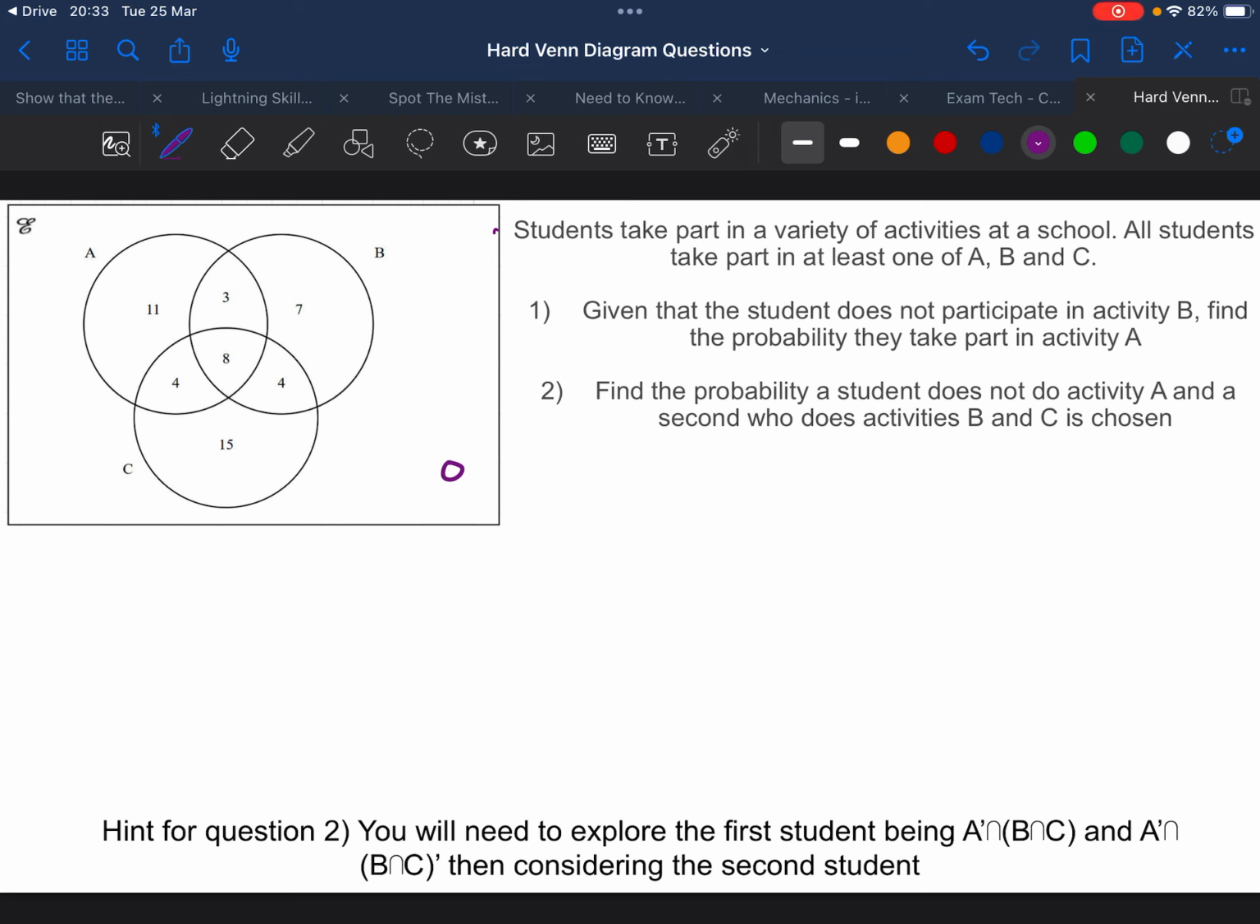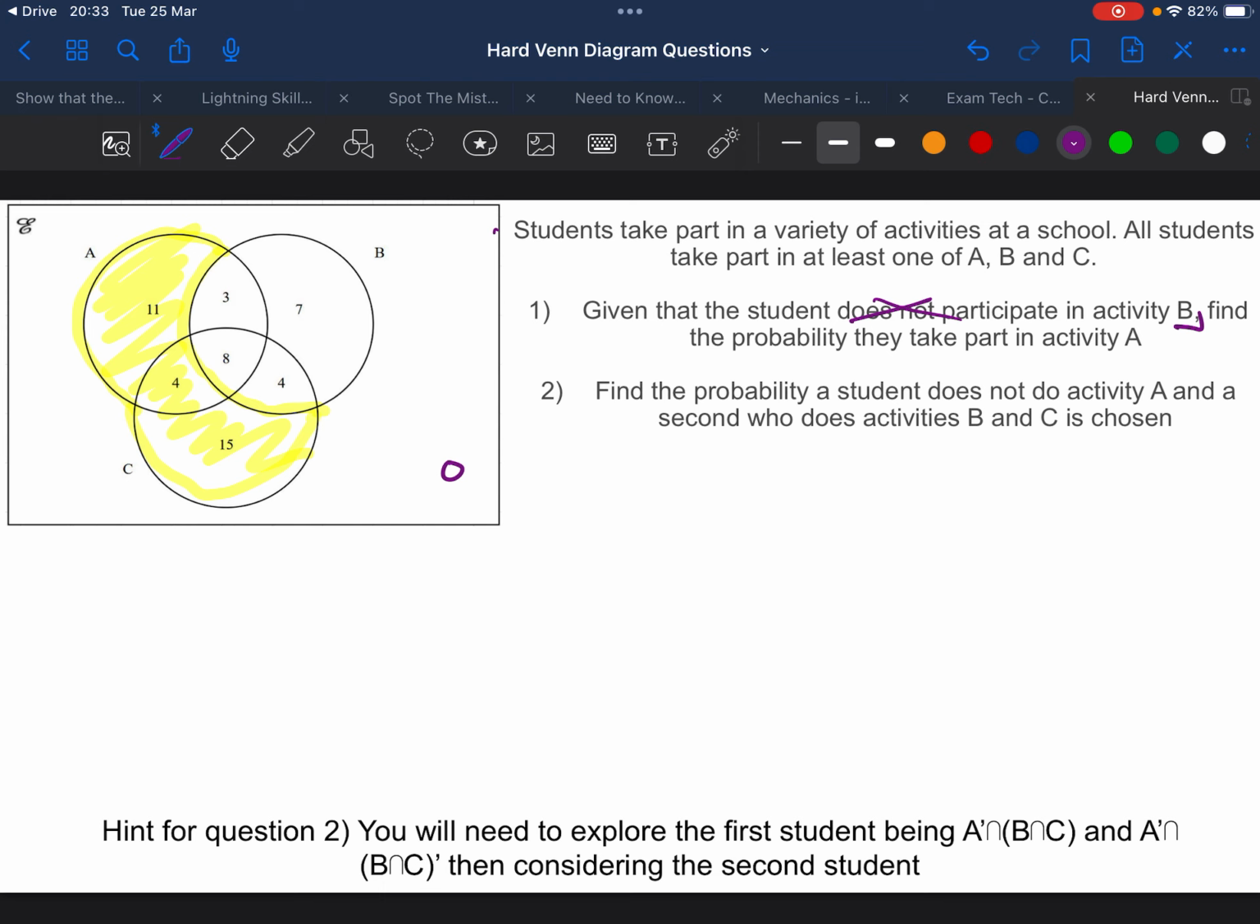So given that the student doesn't participate in activity B, well, when we read given questions, the way I like to do these is I like to reduce the diagram to the parts I'm interested in. So given that they don't participate in B, that means that the whole question is really only about these parts here. That's because anywhere in this circle means you do activity B. And we know that the person's not here, so there's no point in us looking at that. We also know there's nobody here. So we've kind of dealt with that bit now.